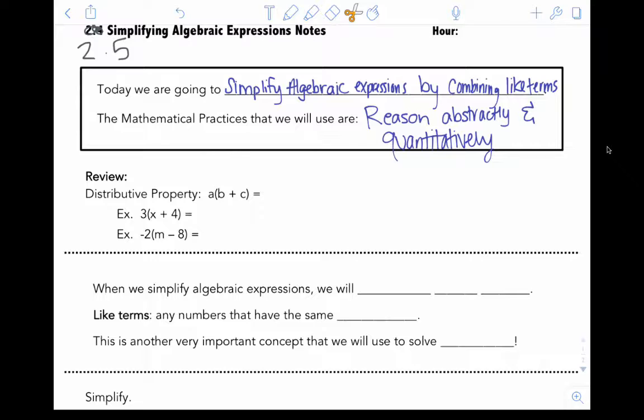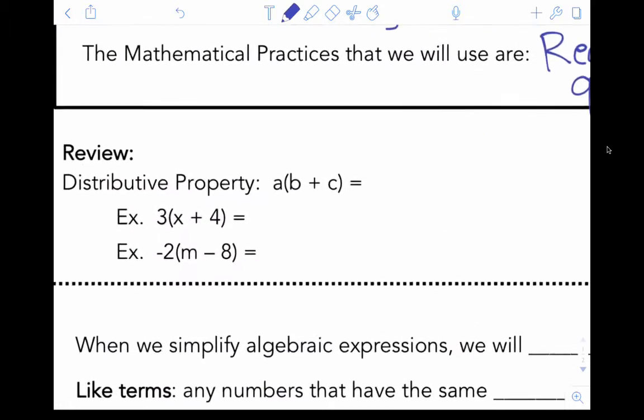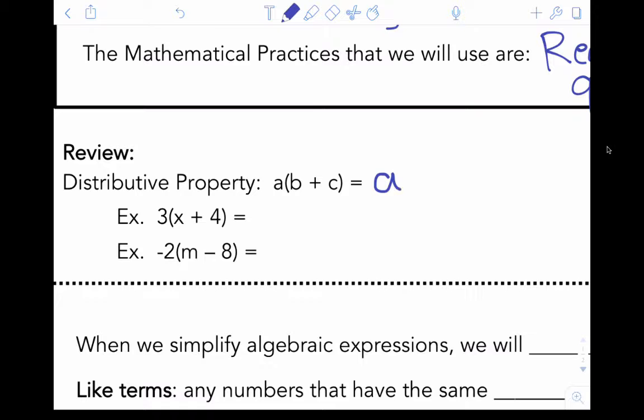So just to review, because we will end up using this in this section, the distributive property states that A times the quantity B plus C is equal to A times B plus A times C. So all I did is I shared that A with both parts of the parentheses. Just a few examples to remember what is happening here. We're going to distribute this 3 with the x and with the 4. And so you end up with 3x plus 3 times 4, which is 12. And that's it.